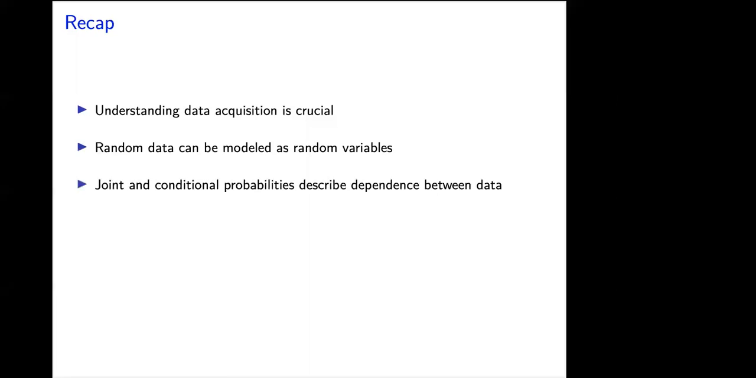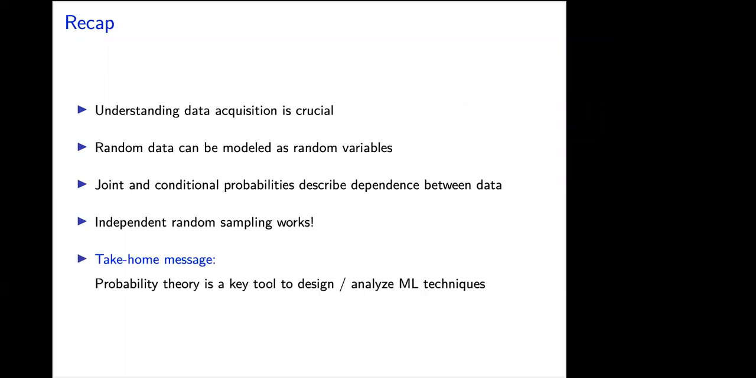You want to model them as random variables. You want to think about the joint probabilities between those variables and the conditional probabilities if you want to actually think about the dependence between these variables. And also, if you can get independent random samples, then you will get a much better approximation of the actual statistics that you're sampling from. So just think about probability theory. It's super key to actually understanding machine learning.